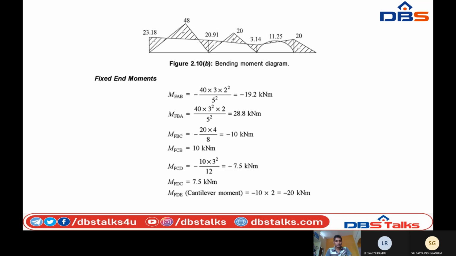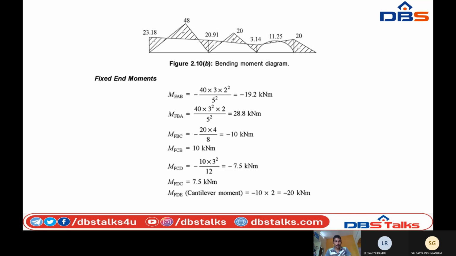First we find the fixed end moments. MFAB equals minus 40 into 3 into 2 square by 5 square, equal to minus 19.2 kilonewton meter. MFBA equals 40 into 3 square into 2 by 5 square, equal to 28.8 kilonewton meter.